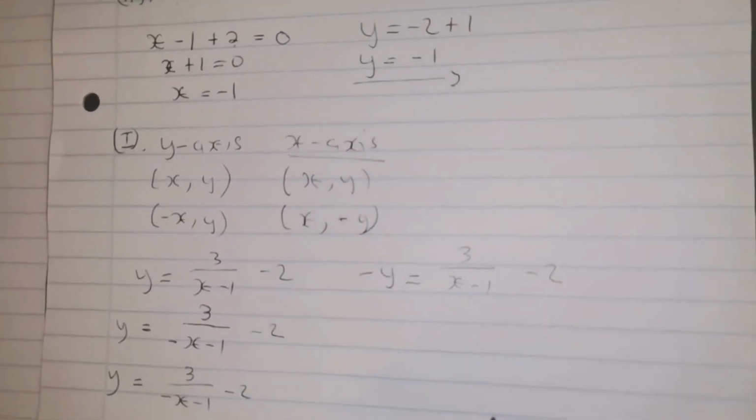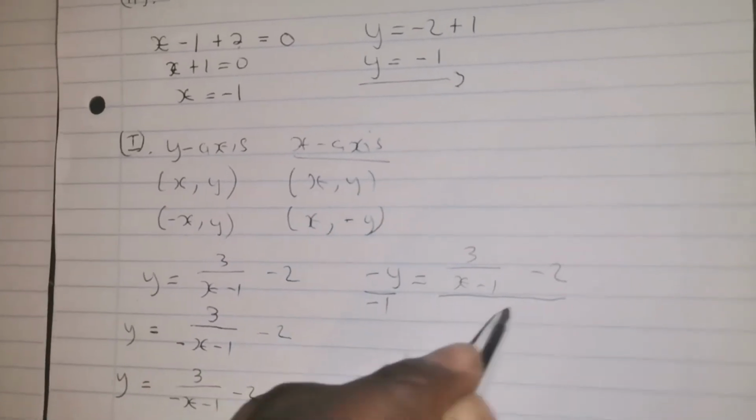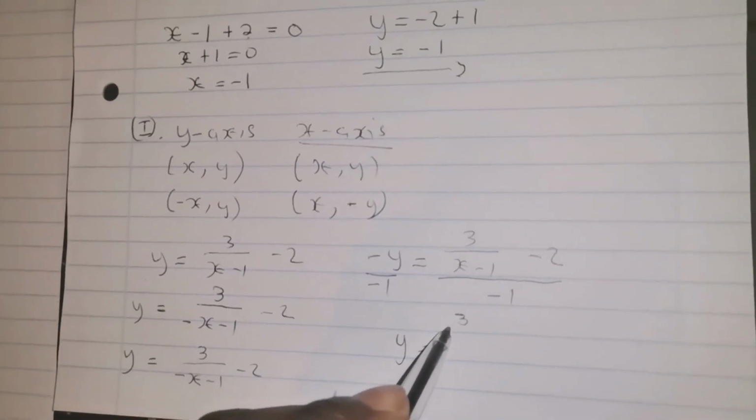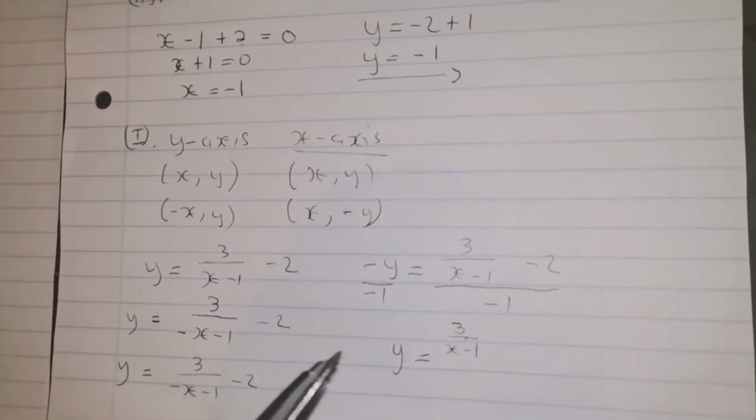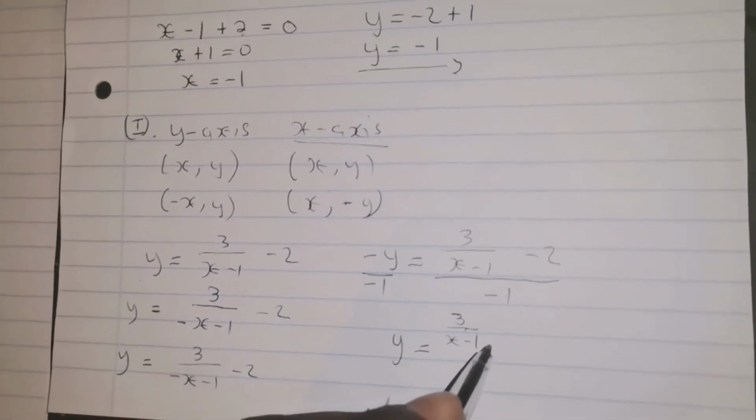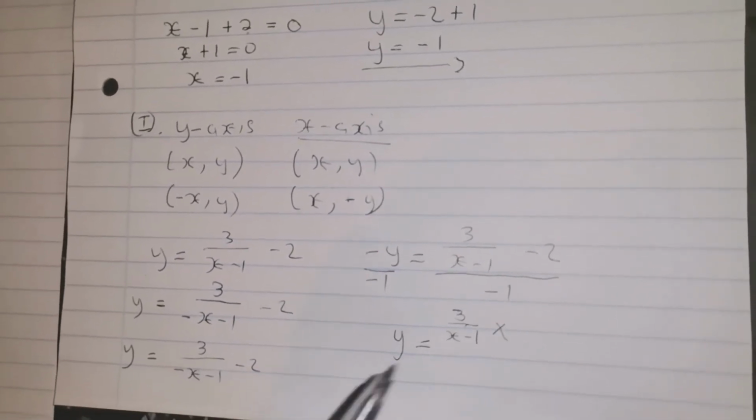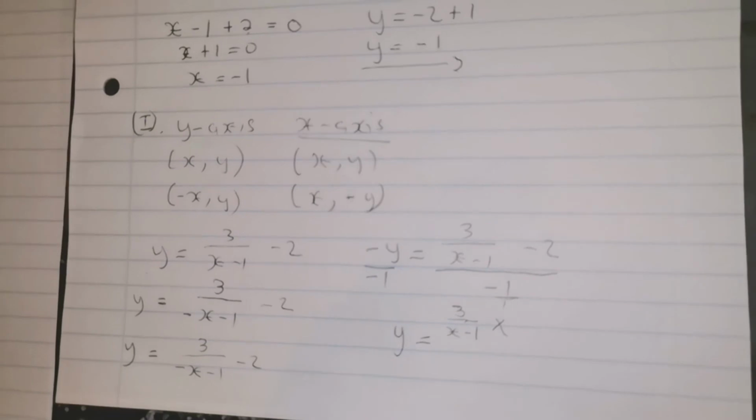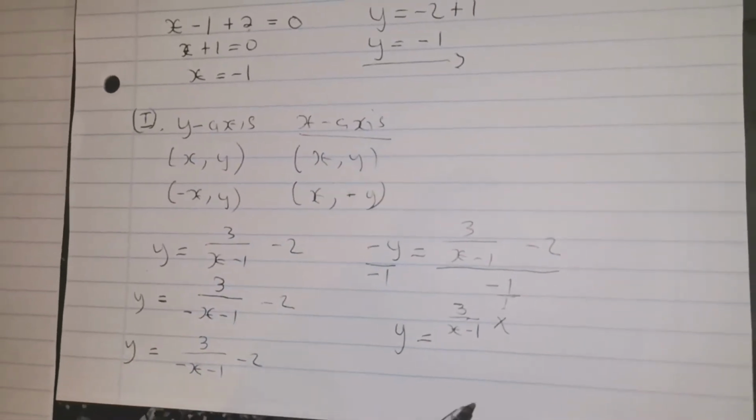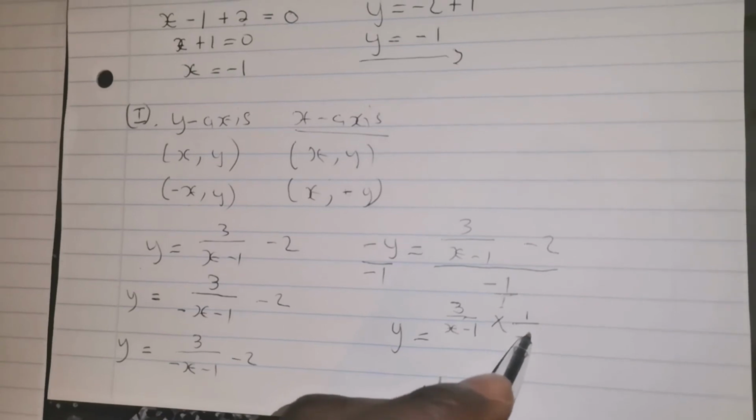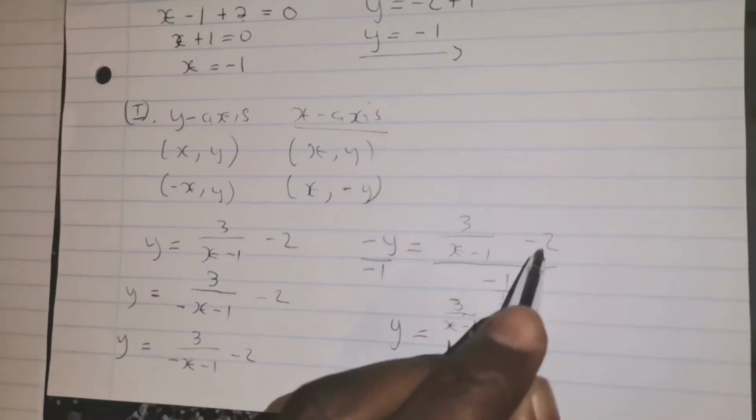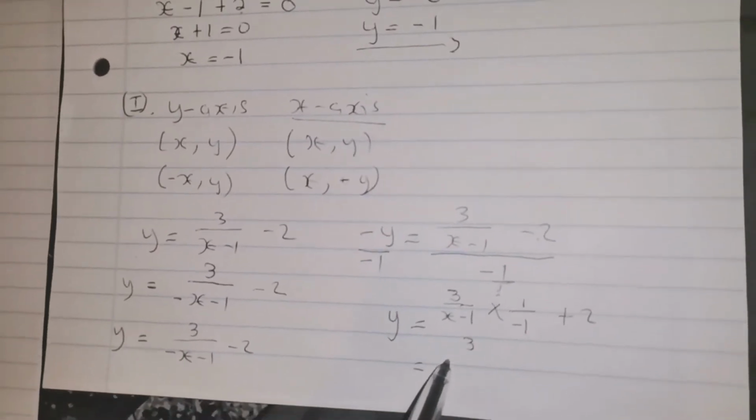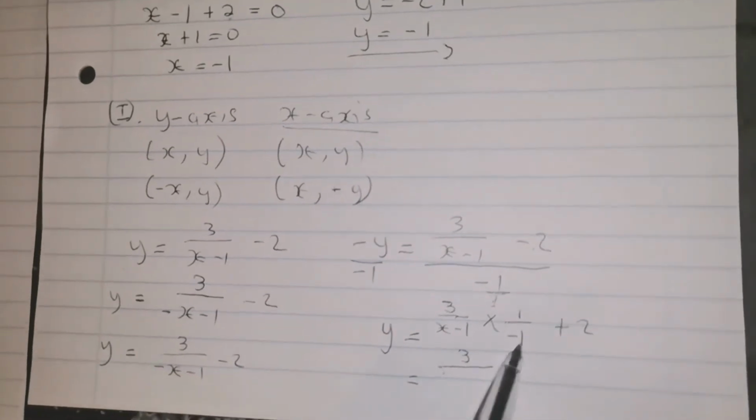You divide both sides by negative 1, basically. Then y equals 3 over x minus 1 minus 2, all divided by negative 1. KFC: keep the first, change and flip the second, multiplied by whatever is divided by negative 1. I'm going to flip, and here we have negative 1 over 1. This one is going to be my numerator, then my negative 1 is going to be my denominator, 1 over negative 1. Then negative 2 divided by negative 1 is positive 2. Then 3 times 1 is 3. Then negative 1 times x is negative x.